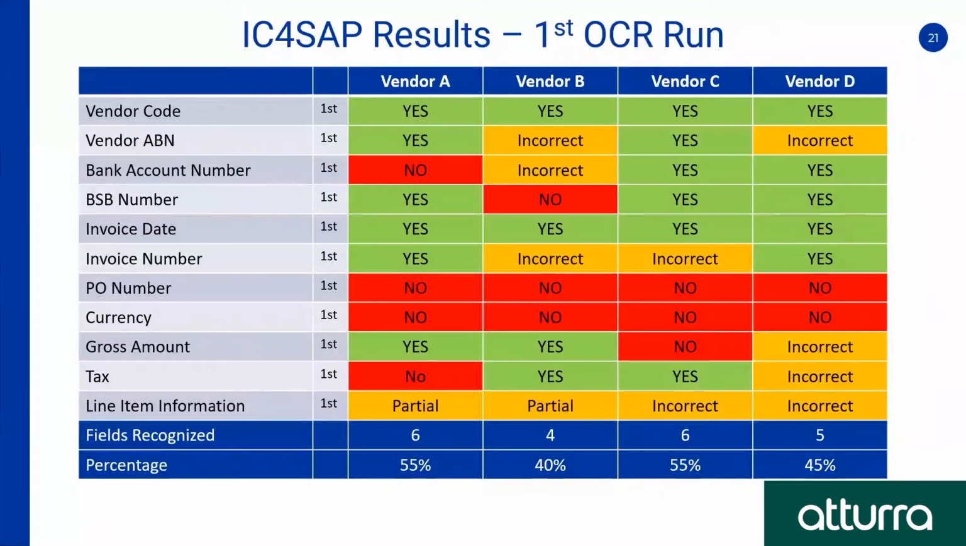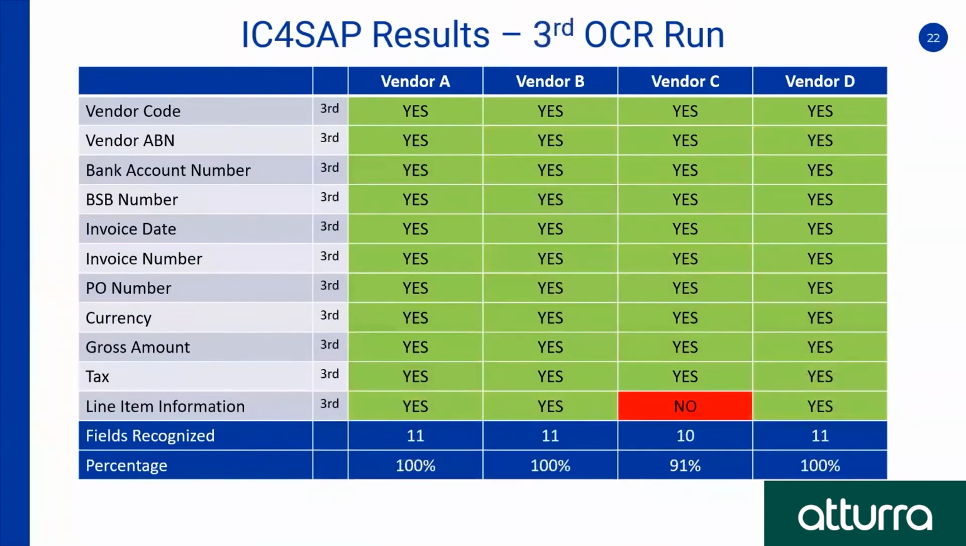In this table on the left, we have a list of the common fields we extract from the invoice, and on the right are the results of the first OCR run using Intelligent Capture for 4 separate vendors. As you can see with these challenging invoices, the best we were able to achieve was a 55% recognition rate on the first OCR run for vendors A and C, and less for vendors B and D.